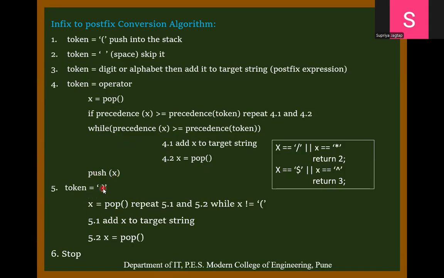Then if we come across a closing parenthesis, we will pop operators from the stack and add them into the target string till we come across the opening parenthesis in the stack. And at the end, we stop this scanning when we reach the end of the expression, and whatever operators are left in the stack, we pop all the operators and add them into the target string. So we are going to handle all these four possibilities while scanning the expression from left to right. So let's solve an example.